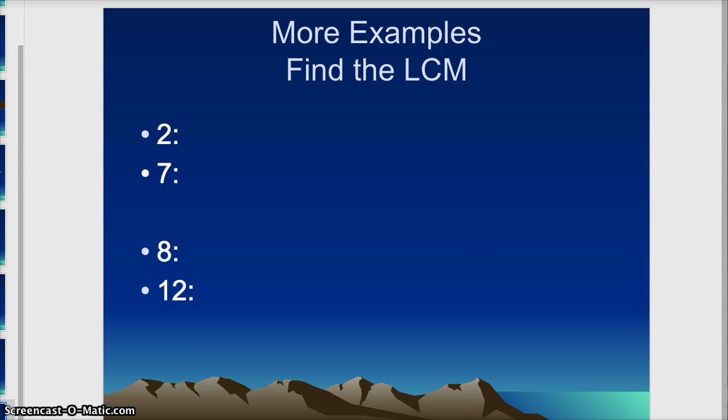Okay, so here's your last practice. You can use either method, either listing out the multiples of the number and finding the least one, or you can use prime factorization to find the multiples, but you need to find the LCM between 2 and 7 and the LCM between 8 and 12. Pause the video while you do this and unpause it when you're ready for the solution.